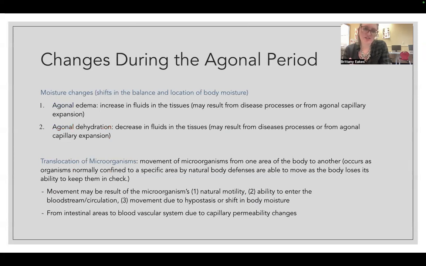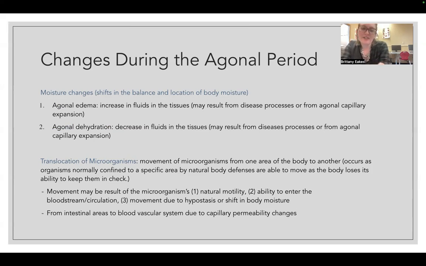There's moisture changes, which are shifts in the balance and location of body moisture. Agonal edema is an increase in fluids to tissues of the body. This can result from disease or from capillary expansion. These changes can influence each other. There's agonal dehydration, which is a decrease in fluids in the tissues. This could result from disease processes or from agonal capillary expansion.